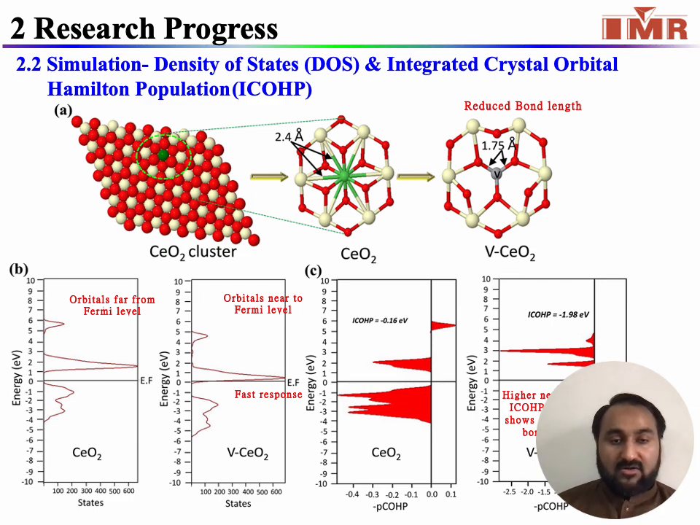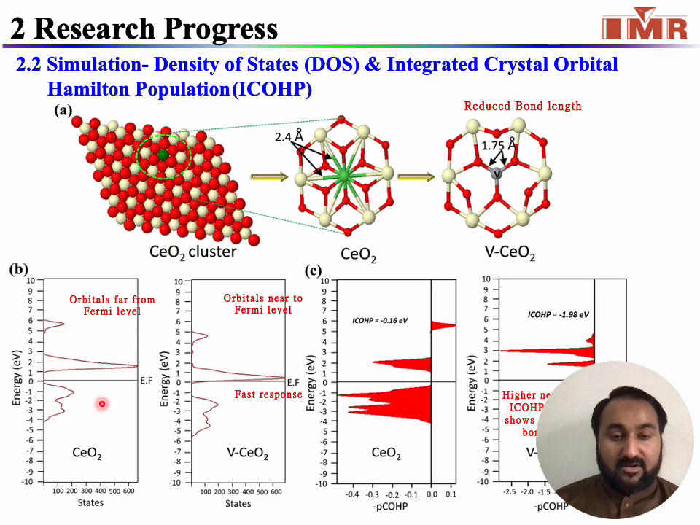After that, we have performed some simulated calculations to characterize our material, like the density of states function and the integrated crystal orbital Hamilton population. In this case, we can see that when vanadium is incorporated into the CeO2, the band gap has been reduced, and the bond length has reduced when it makes a very strong bond.